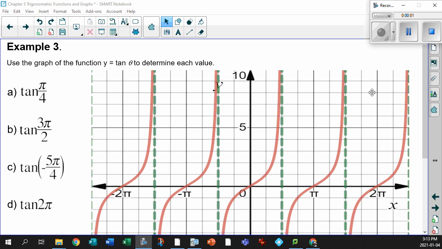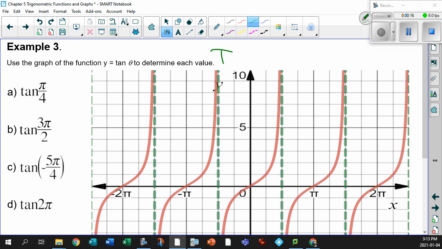There's not much we're going to do with tan in this course, unfortunately. But the cool thing about it is we can actually use the graph to determine what the values of each one of these are. So in other words, what am I talking about? Think about this. This is the graph of tan of x.